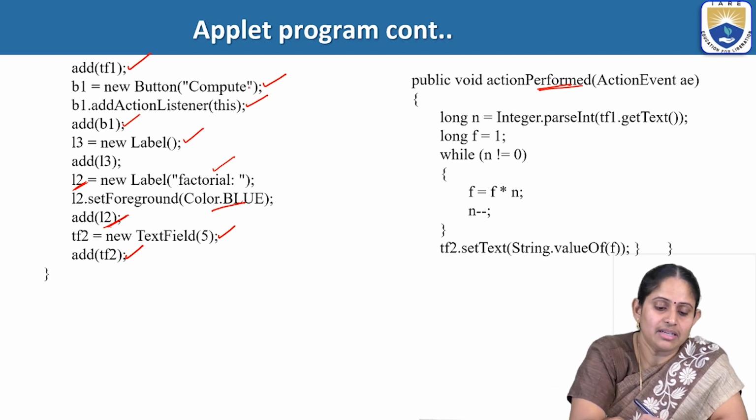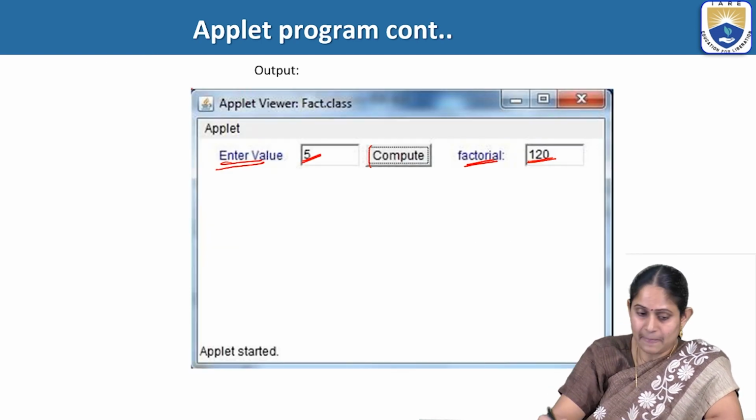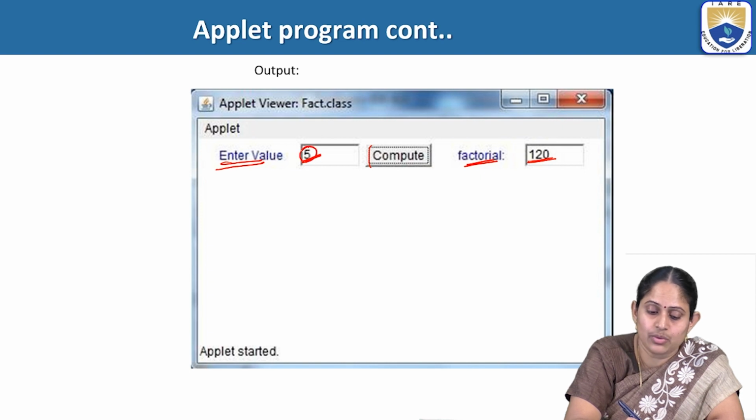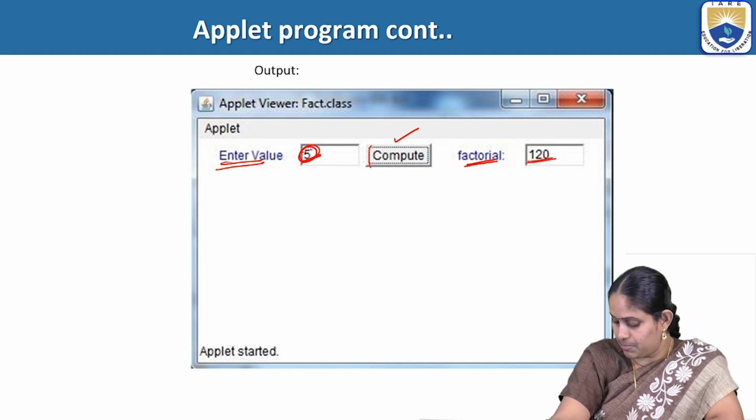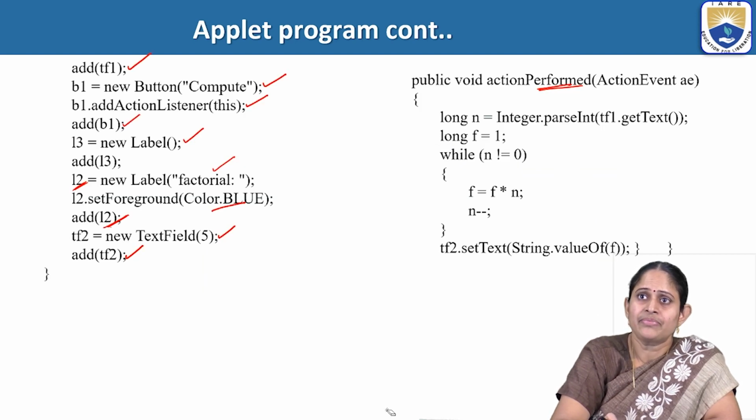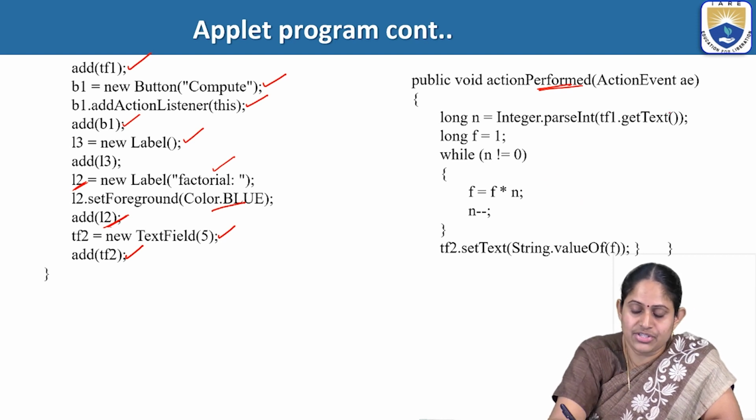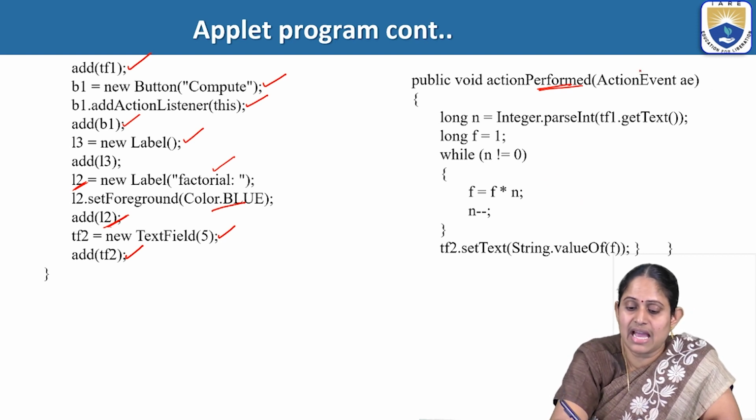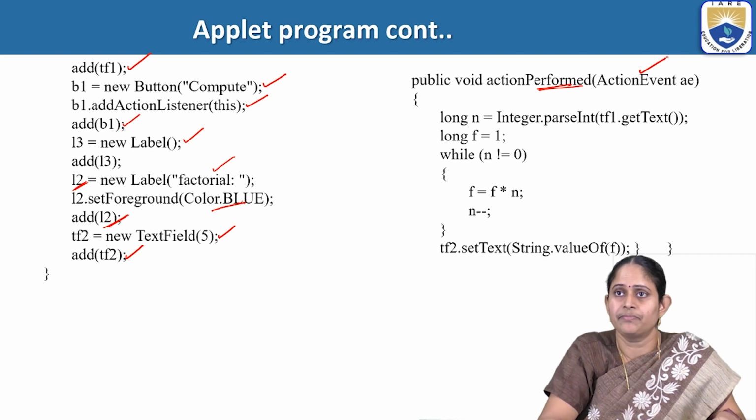Now when this button is pressed, we will enter a value here, and then we will press this button compute. So when that button is pressed, this value is extracted and its factorial is computed, and that value is displayed in this text field. That is obtained by the action event. When the button is pressed, the action event is created.